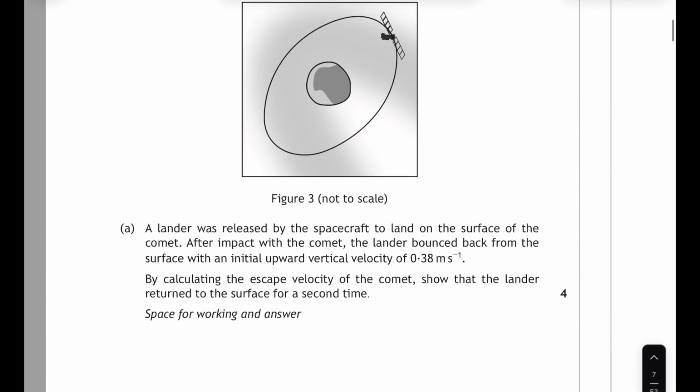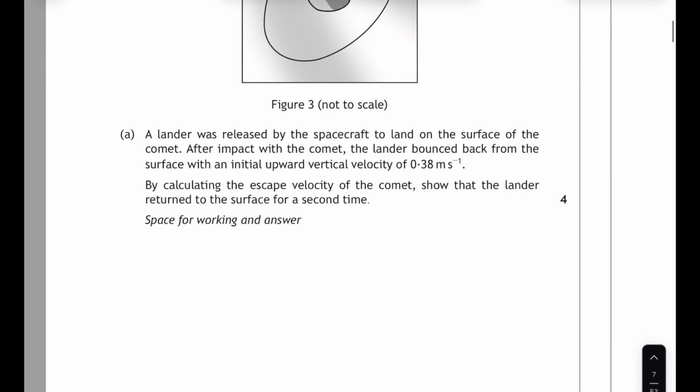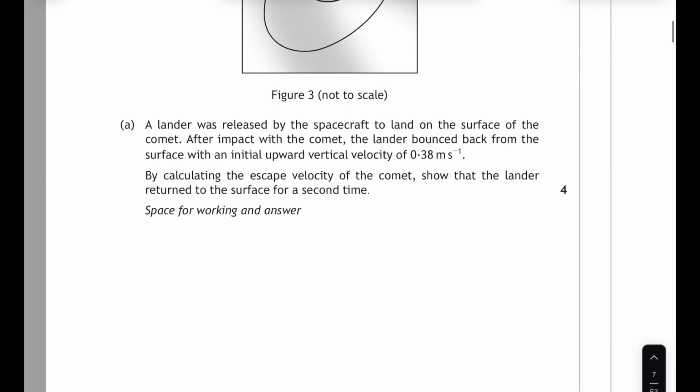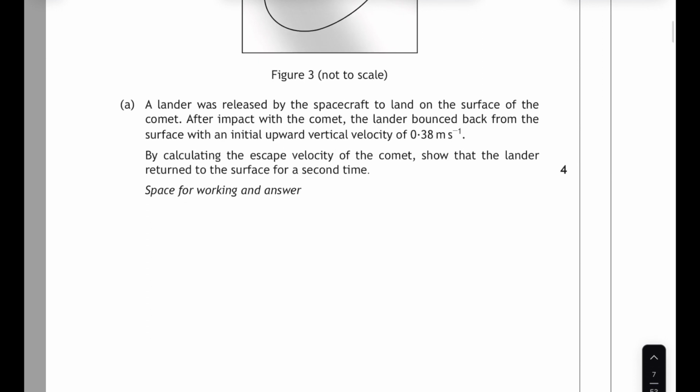and it's got a mass of 9.5 times 10 to the 12 kilograms. Part A. A lander is released by the spacecraft to land on the surface of the comet, and after impact with the comet, the lander bounced back from the surface with an initial upward vertical velocity of 0.38 meters per second. By calculating the escape velocity of the comet, show that the lander returned to the surface for a second time.